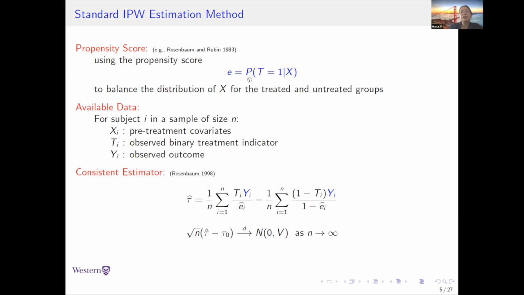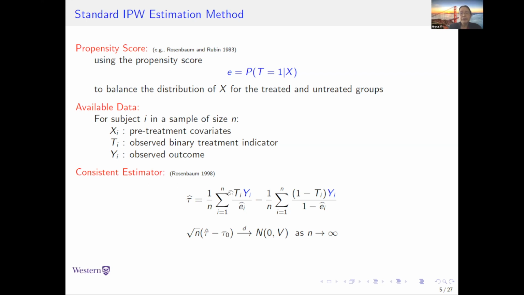Here we introduce an additional quantity, which is the probability that an individual would be assigned to the treatment group given the pre-treatment covariates denoted by X. This e essentially represents a propensity score, related to the so-called treatment model. We want to incorporate this when we use the sample observations. So I introduce the typical notations Xi, Yi, and Ti. Xi represents the confounders or pre-treatment covariates for subject i in a given sample of size n. Ti is the observed binary treatment indicator, and Yi represents the observed outcome for subject i.